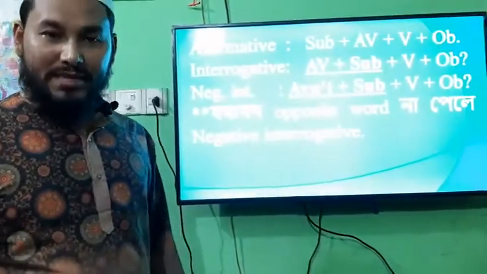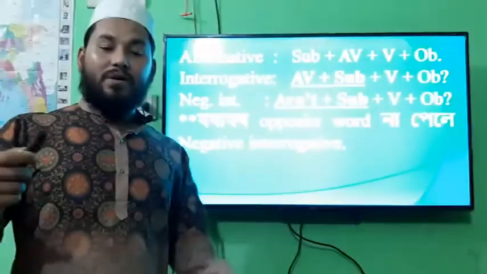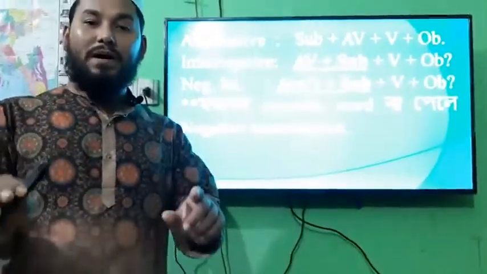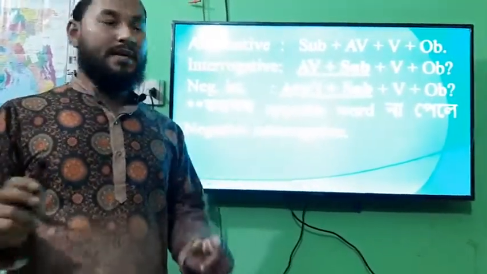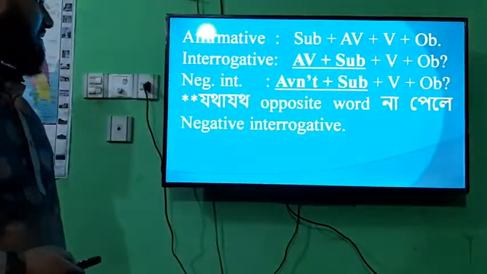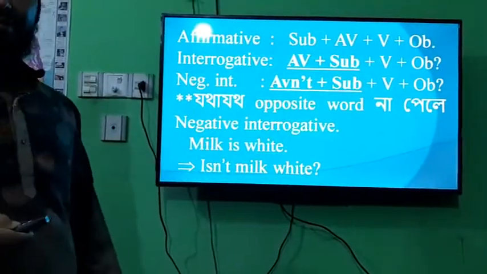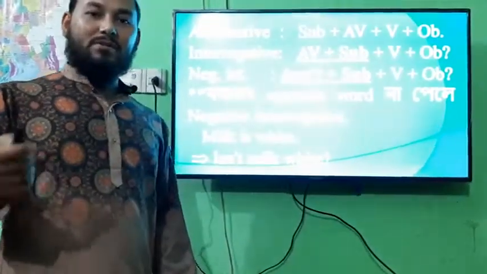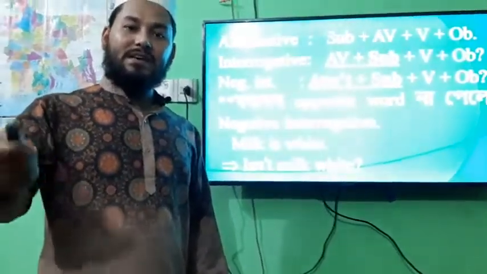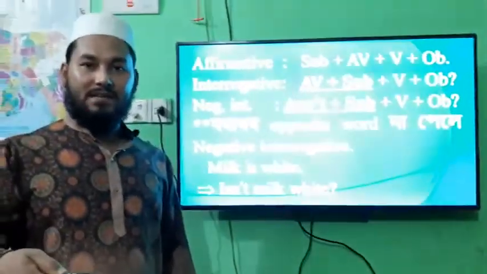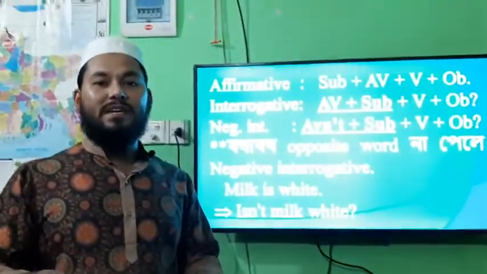When will we do negative interrogative? When we will not get a proper opposite word. Okay. For example, milk is white. Just think about the word white. If we write the opposite word black, the meaning will not be clear.